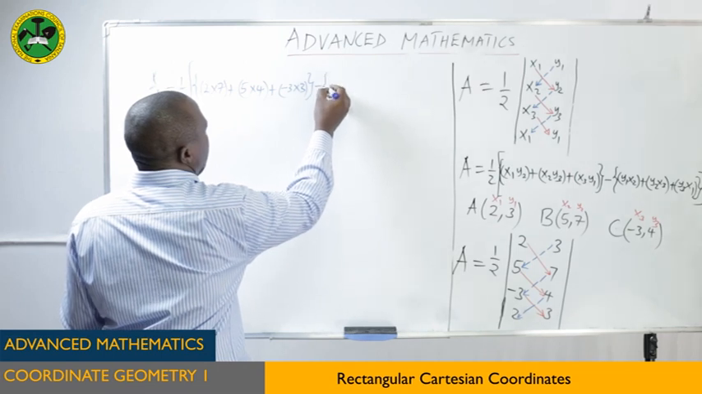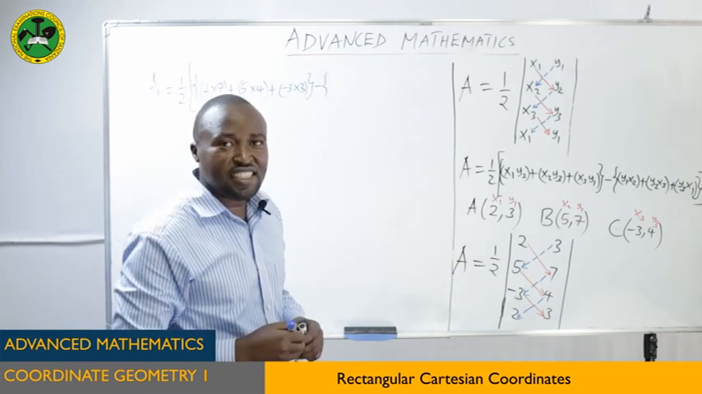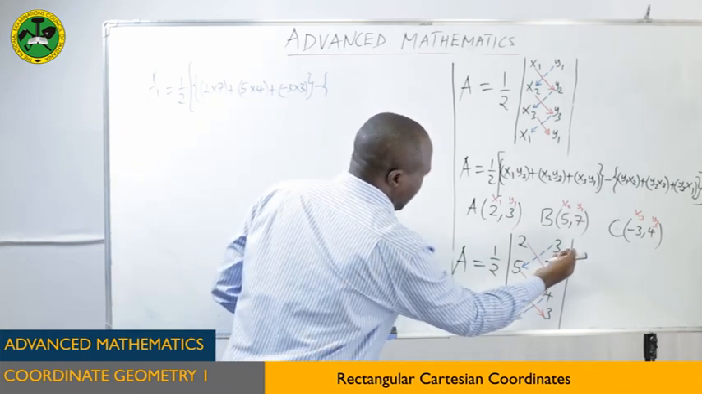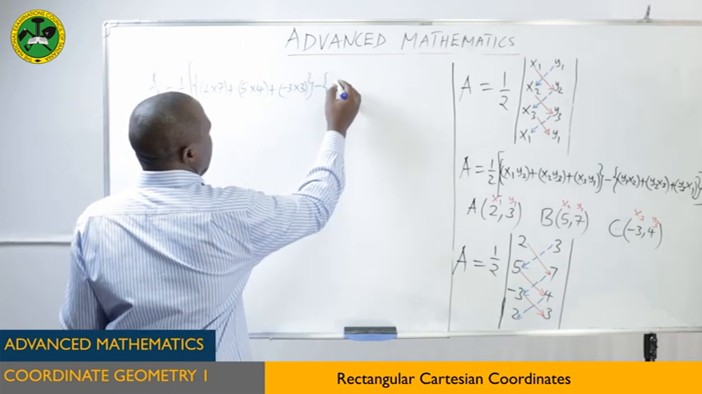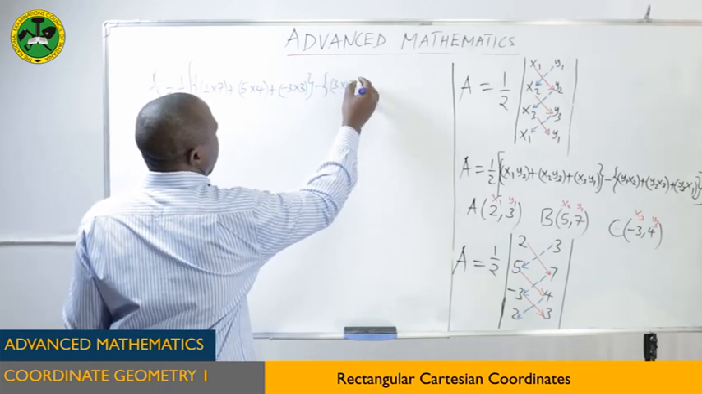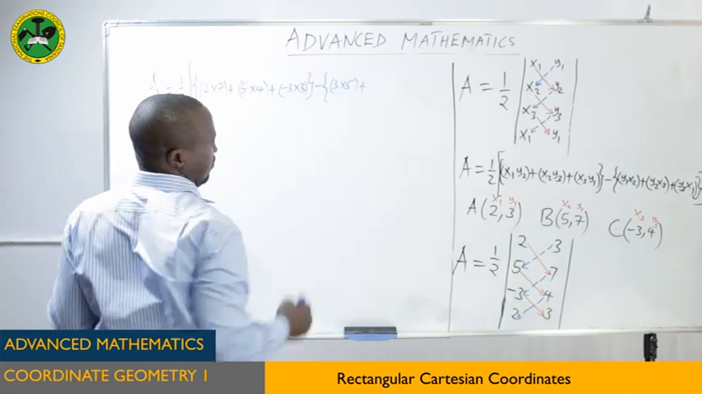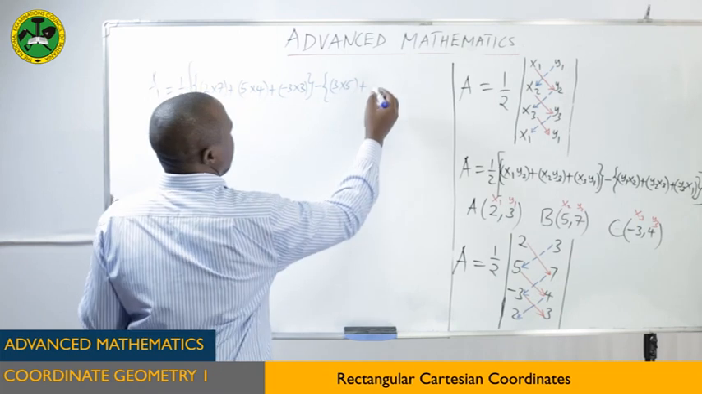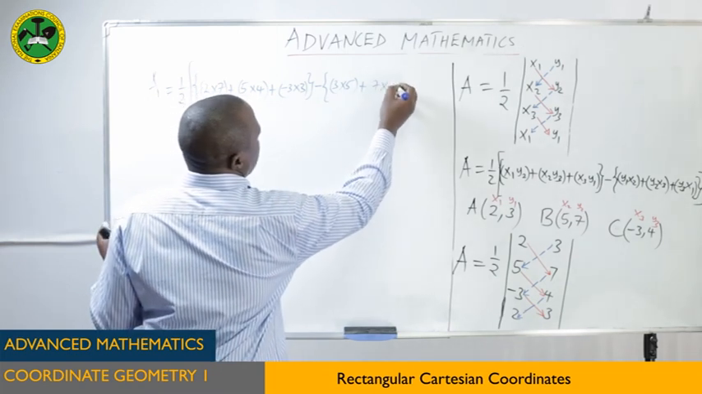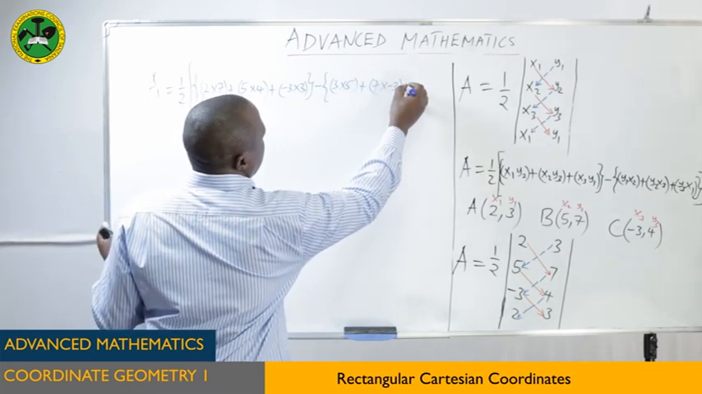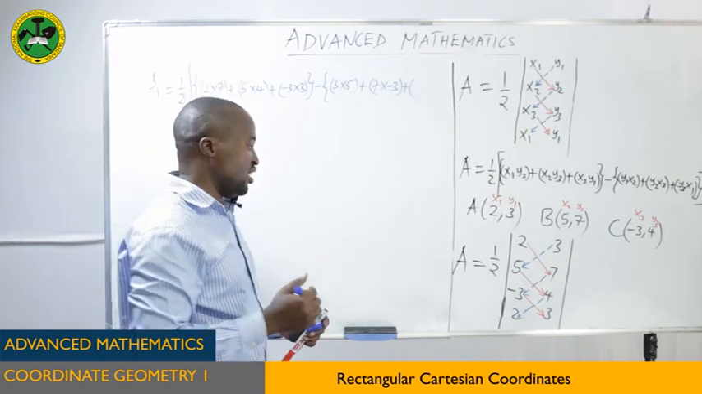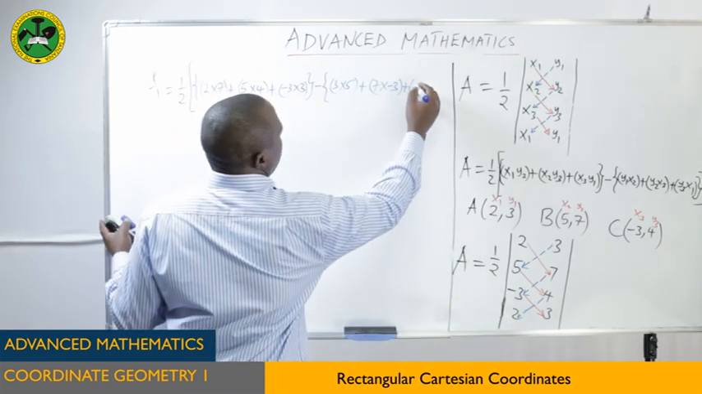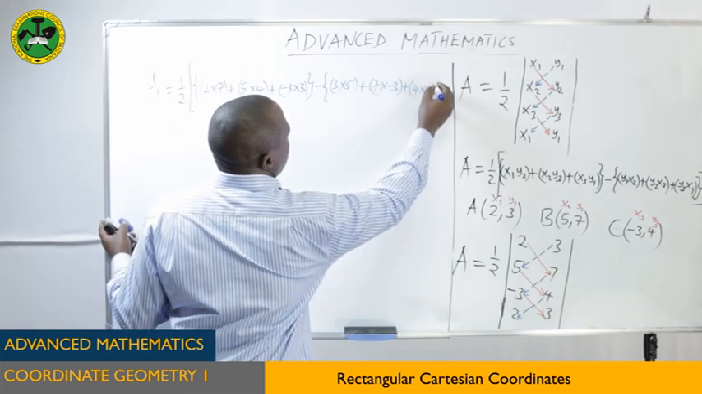So this time it will be dotted arrows. For the case of dotted arrow, we have 3 and 5, that is 3 times 5. Then plus, the second dotted arrow, we have 7 times negative 3. Then the last dotted arrow is 4 times 2.